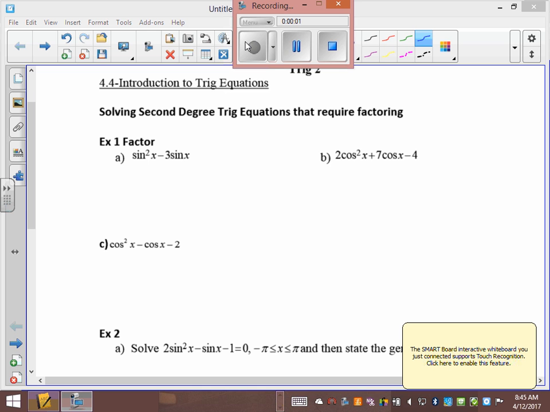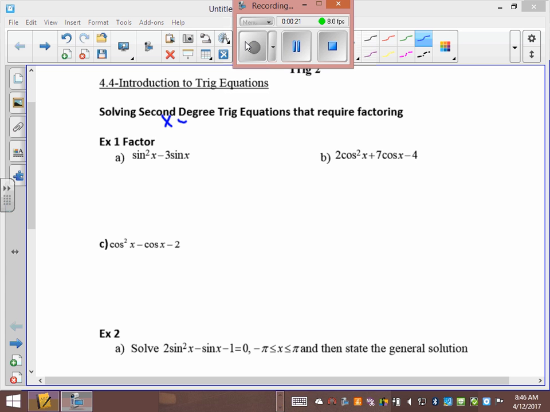Second degree trig equations that require factoring. So first off, we're going to learn how to factor these. This is that last question that I gave you. Remember that I told you was a bonus? So you could either have factoring where you have to take out a GCF or factoring where you do a trinomial. What I always do first is replace the sines with an x. So I'm going to say for now, x equals sin x. So we're going to get x squared minus 3x.